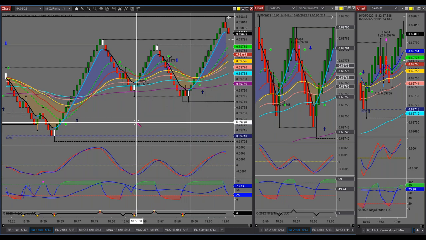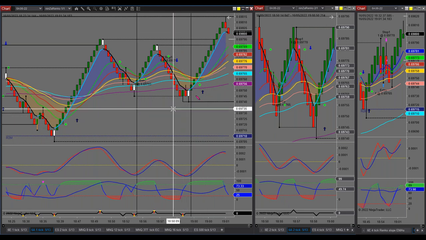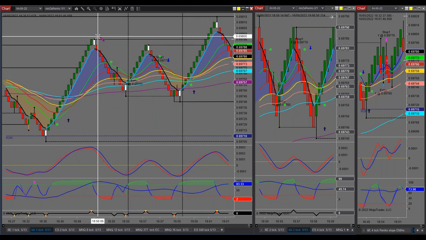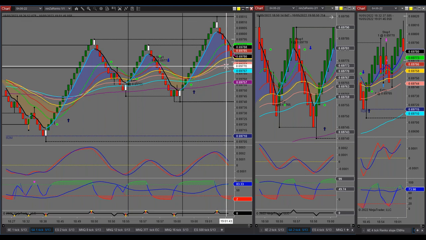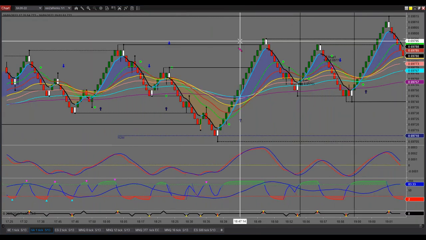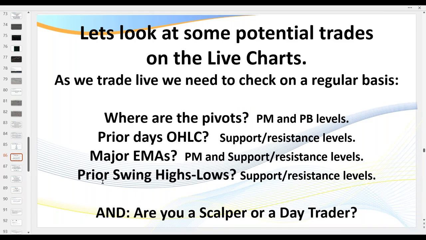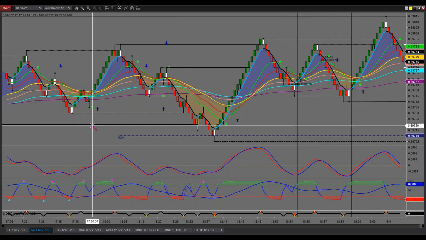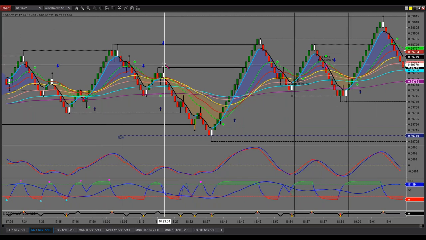So one of the things we want to consider then, right, scalping's great, and that was good for 1, 2, 3, 4, 5s. And let me explain that just to you and what happened just there. Let me expand the charts. Remember that slide there? Where's our prior swing highs and lows? Remember that? So remember these four things: pivots, open high, low, and close, major EMAs, and swing highs. So let's go back to this. These black lines, these are all swing highs and lows.